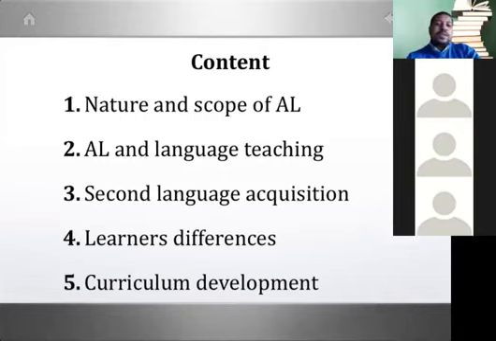So these are the five components that we'll be looking at. Of course, we look at these very briefly. We will not go into details. Otherwise, each of these chapters usually takes us sessions and sessions to cover.